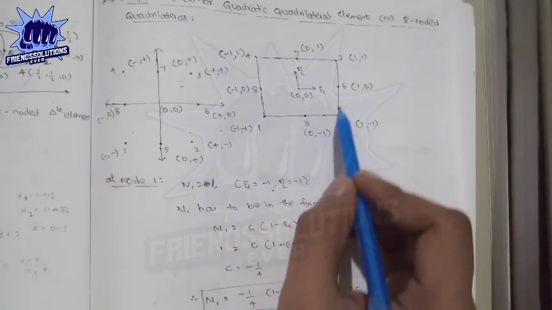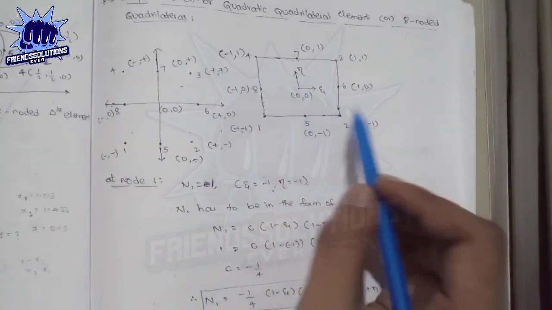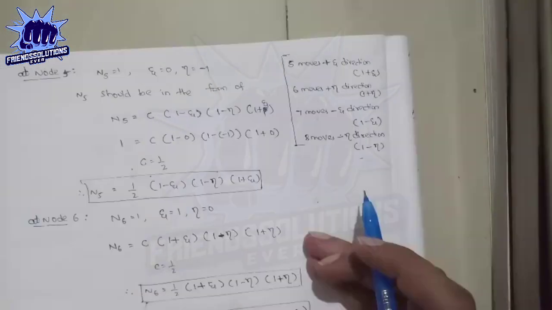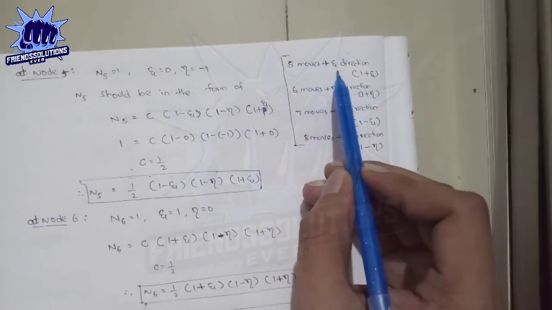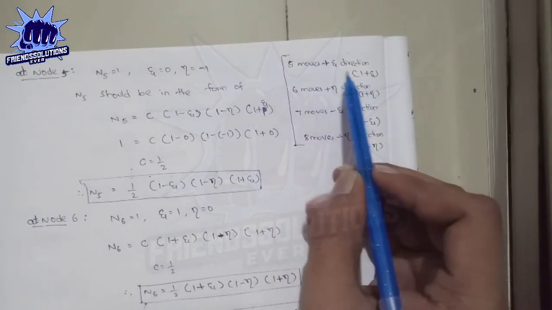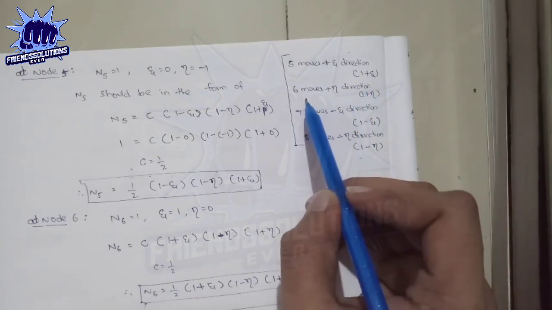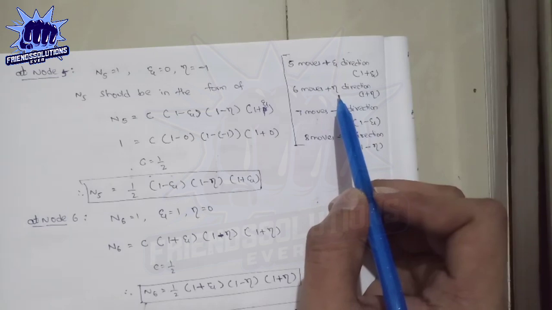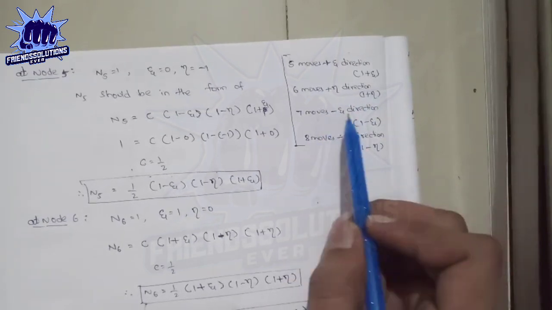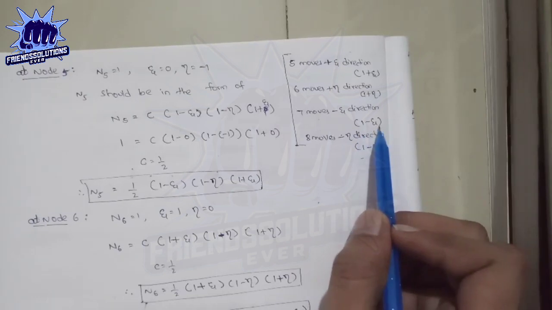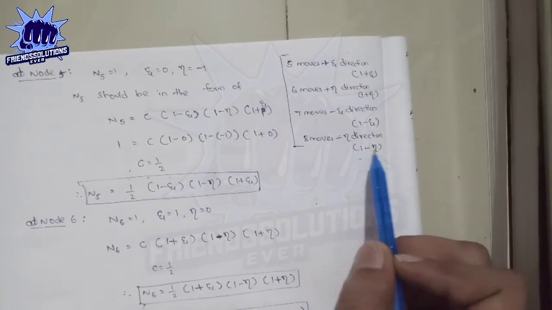We have to follow this flow. So from this logic, node 5 moves in the positive xi direction, so 1 plus xi, and the 6th node moves in the positive eta direction, so 1 plus eta. The 7th node moves in the negative xi direction, so 1 minus xi, and the 8th node moves in the negative eta direction, so 1 minus eta.